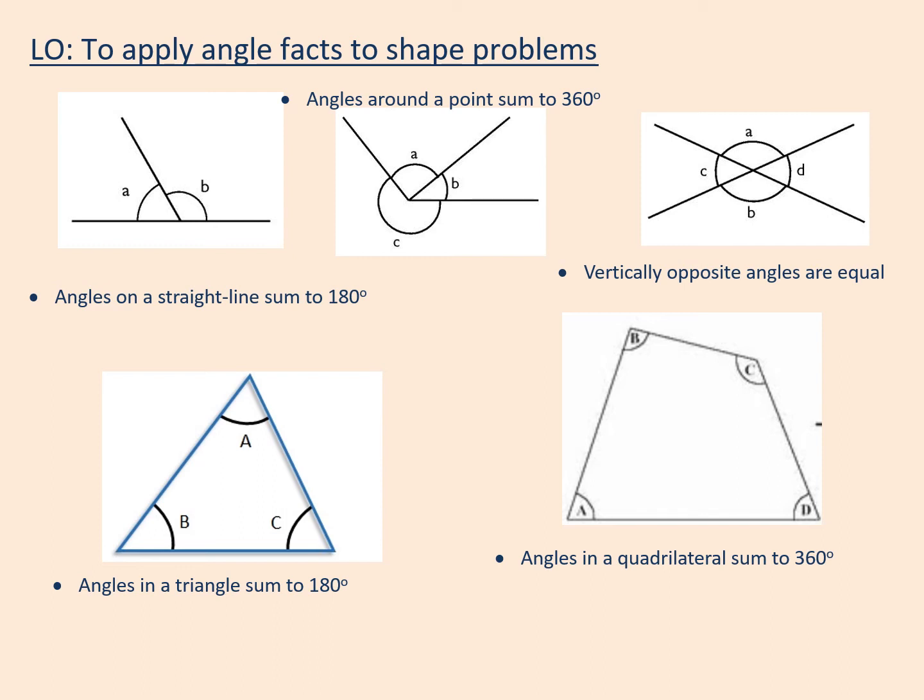So we've got angles on a straight line adding up to 180. Angles around a point equalling 360. So A, B and C added together would give us 360. Vertically opposite angles: C and D are vertically opposite, and A and B are vertically opposite. We also have angles on a straight line adding up to 180. And the one you're probably not using that much at the moment is that angles in any 4-sided shape will equal 360.